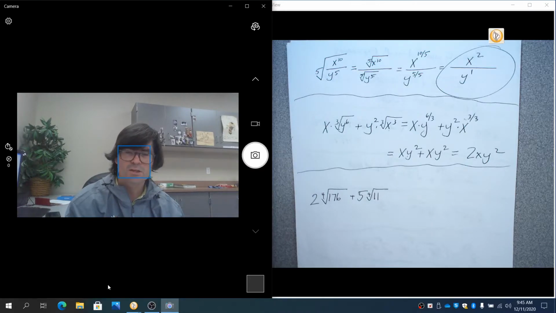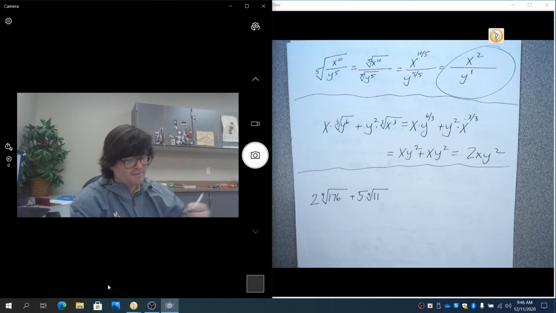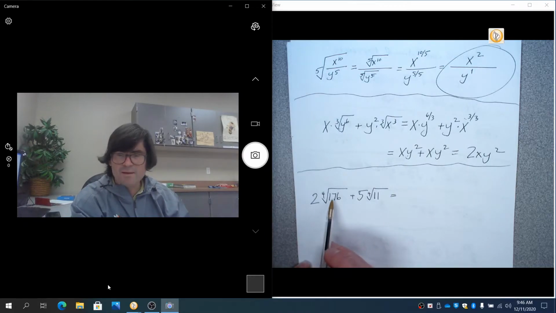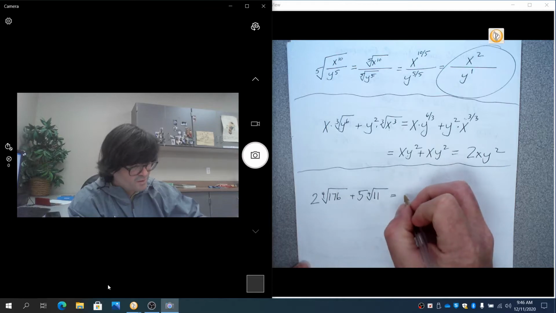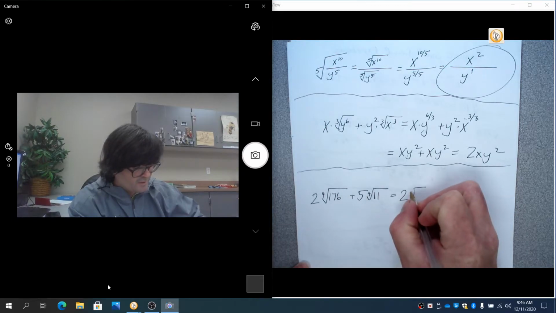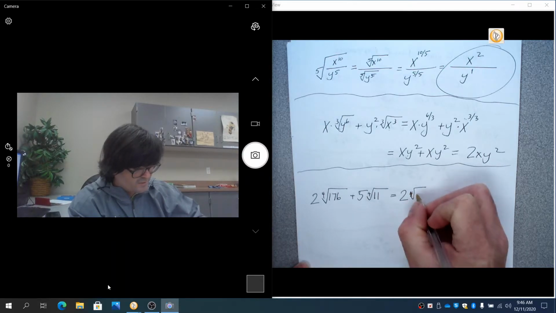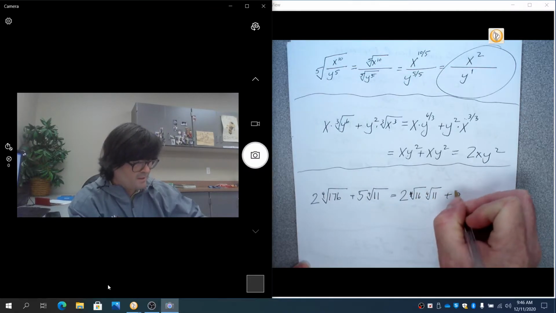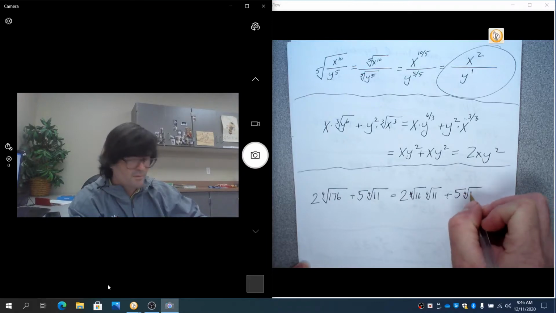But take a closer look. 11 is prime, so I can't really do anything. I can't break down 11 at all. But 176 is not prime. Think about 11. 11 goes into 17 one time, into 66 6 times. 11 times 16 is 176. Let's write this again as the 4th root of 16 times the 4th root of 11. And then we have that right there.